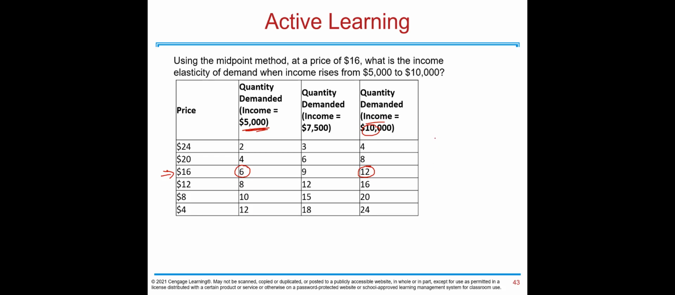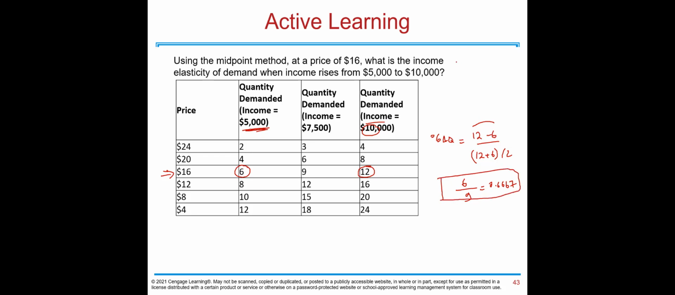First, we need to find the percentage change in quantity. That means 12 minus 6 divided by (12 plus 6) over 2, the difference in quantity divided by the average quantity. That is 6 over 18 divided by 2, which is 9. 6 over 9 is equal to 0.6667. So this is the numerator.